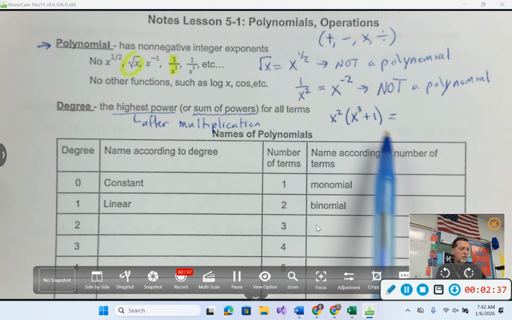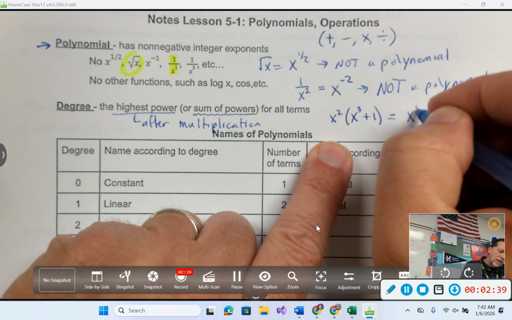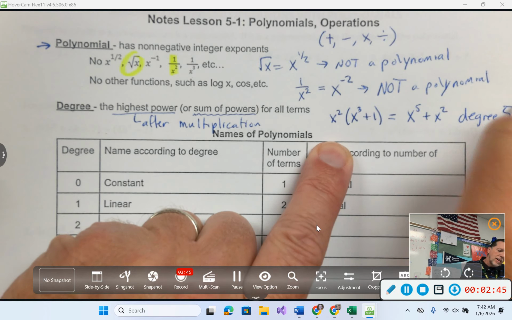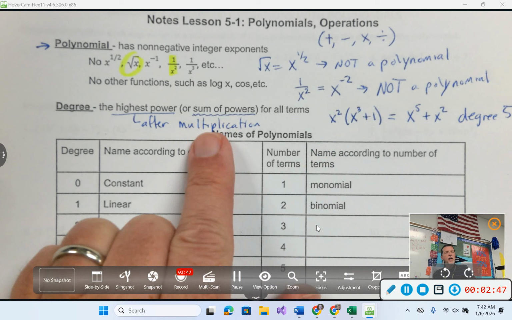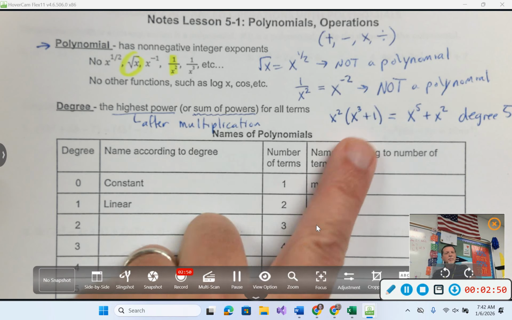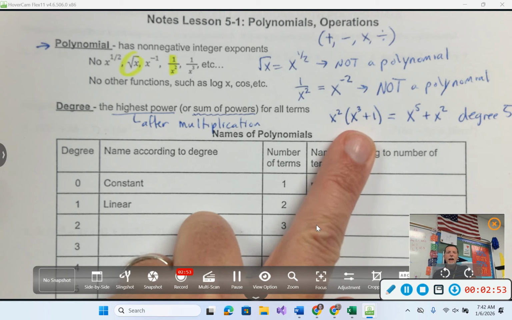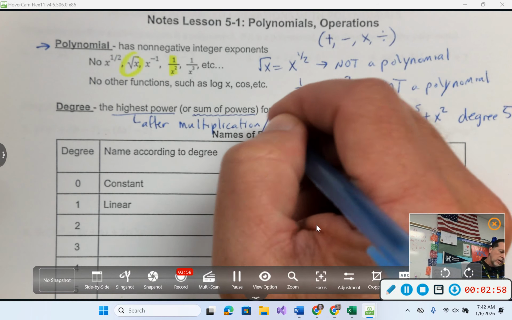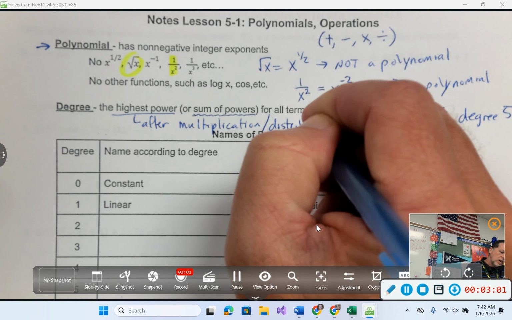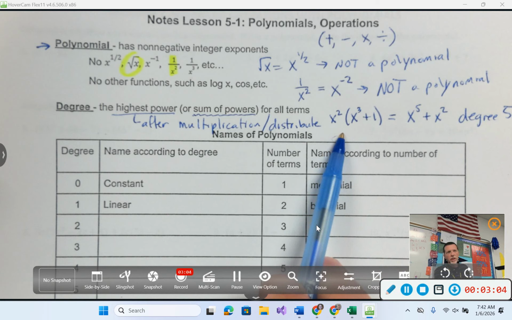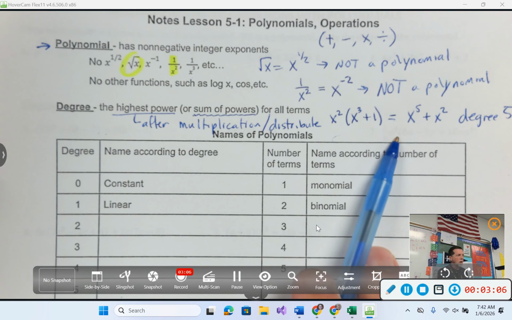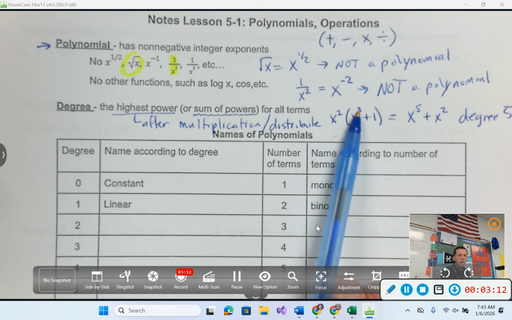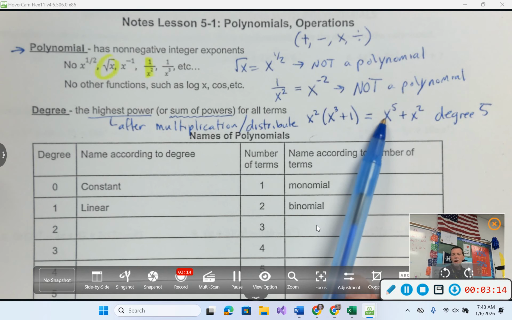What do I get after I distribute that x squared? X to the 5th plus x squared. So that's degree 5. So that's what we mean by sum of powers. I think it's probably easier to just say, what's the highest power after you distribute or multiply? So that question will get some people. If it's multiplied out, no problem, you know what the degree is. If it's not multiplied out, sometimes people just have in their brain, oh, highest power, 3, got it. Well, not really. Highest power once it's multiplied out.